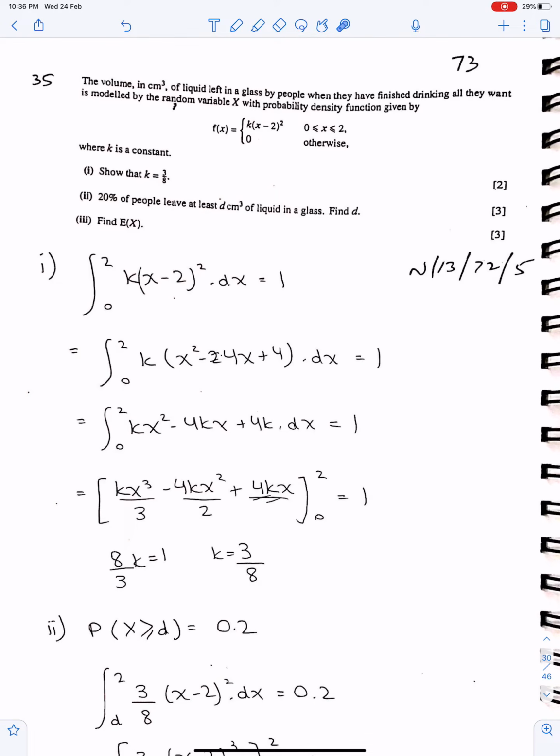This question is again very simple. Second part especially. It says 20% of people leave at least D cm cubed. So you can write this as, at least D is 20%. With the help of this information, write this equation and solve this equation for D.